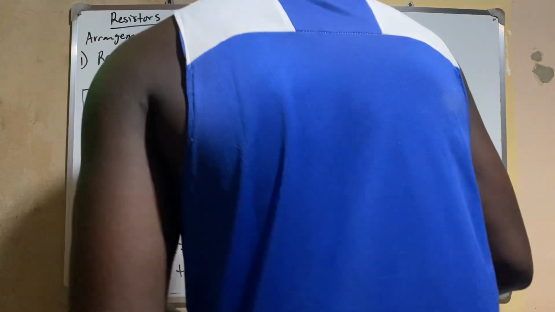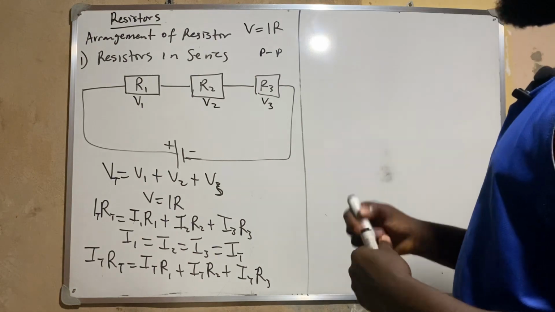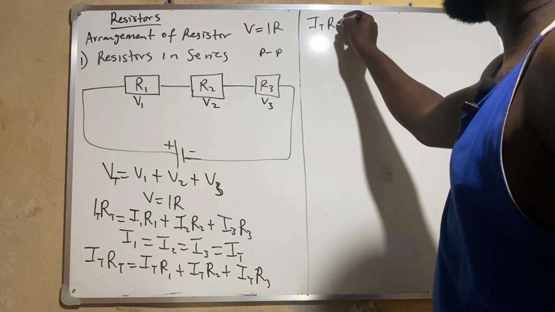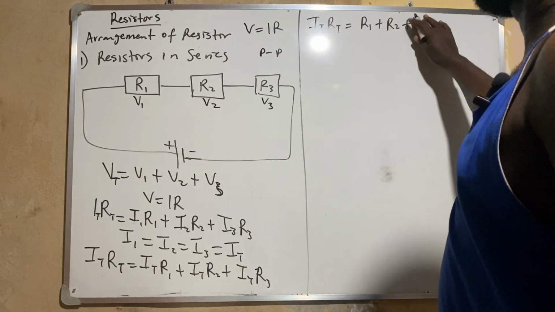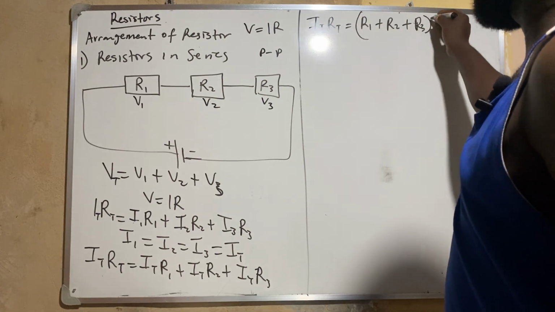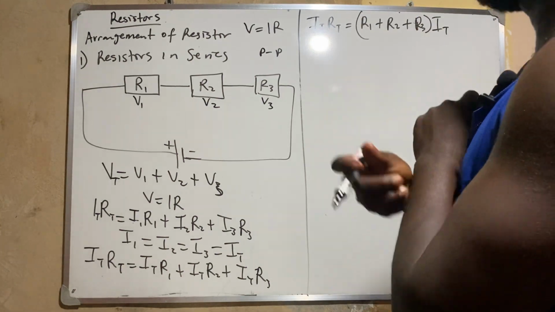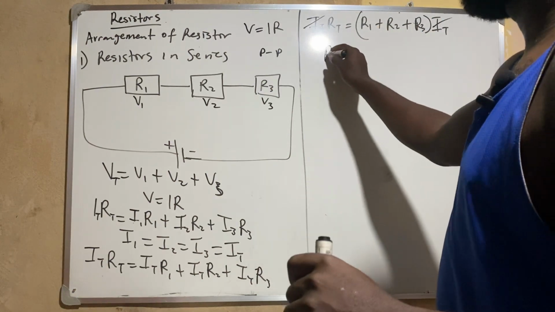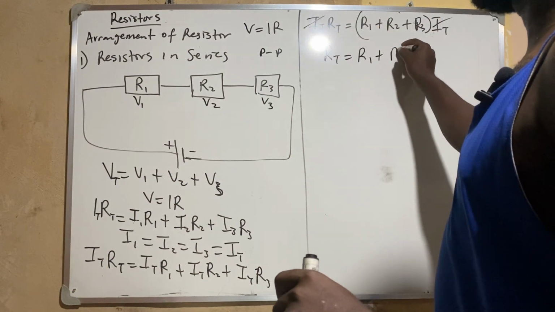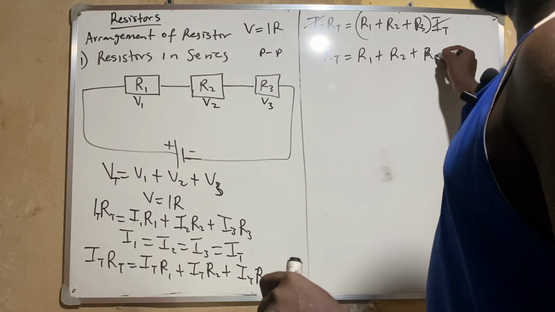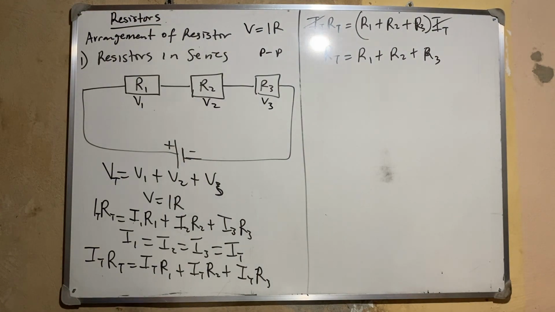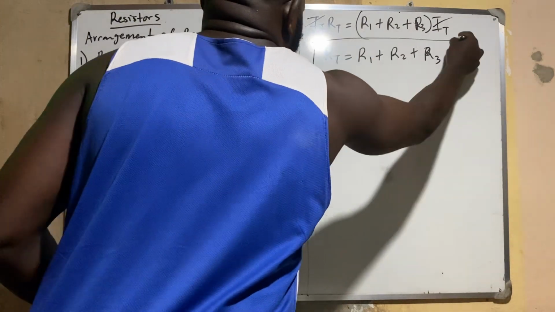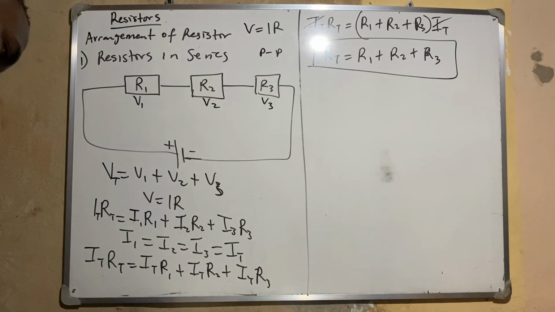Now if you note, you see that they have I total in common. So I'll have I total R total is equal to I total times R1 plus R2 plus R3. All of them have I total in common. So if I cancel I total, I will now have that my R total is equal to R1 plus R2 plus R3. Okay? So anytime you want to find the equivalent resistance or the total resistance in series, you just have to add them. You just have to add them, and that's all. Nothing else.